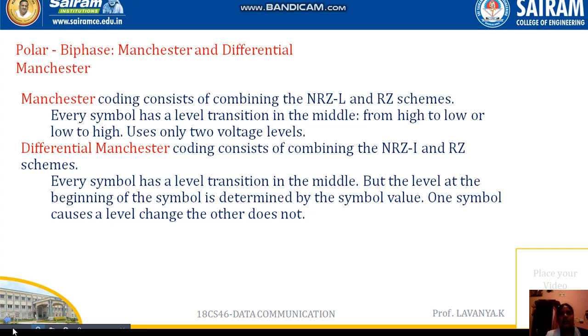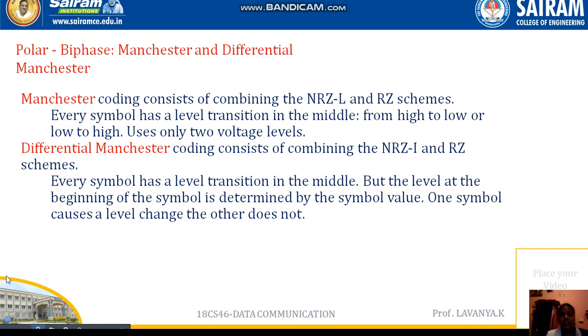The Manchester technique is a combination of non-return to zero level and non-return to zero line coding methods. Each and every transition happens at the middle of the bit. That middle of the bit transition may be from higher to lower or lower to higher voltage. It uses two sets of voltage levels, higher to lower and lower to higher. Based on that we have to draw the timing diagram. I'll show how we are supposed to draw the diagram.